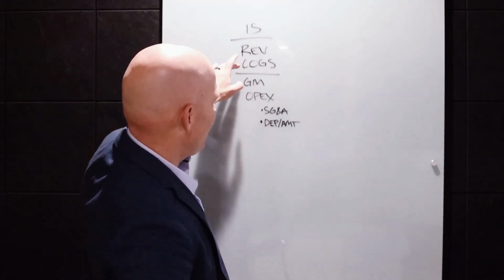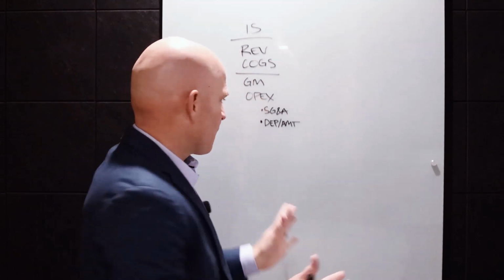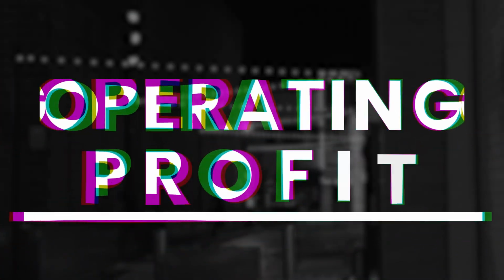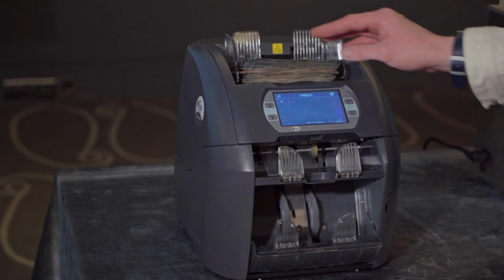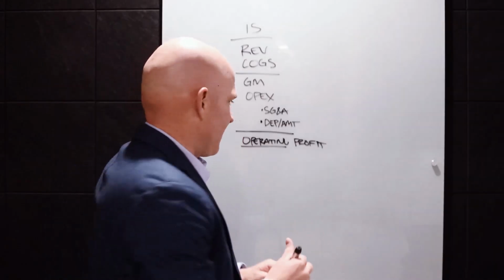Typically, some companies may record depreciation and amortization up above in cost of goods sold. But for this example, I'm going to keep it under Opex. And then we end up with operating profit. The key word here is operating. This is the amount of profit the company makes through normal operations of its business.